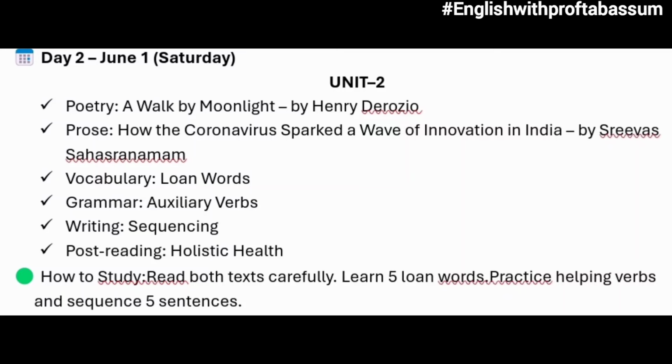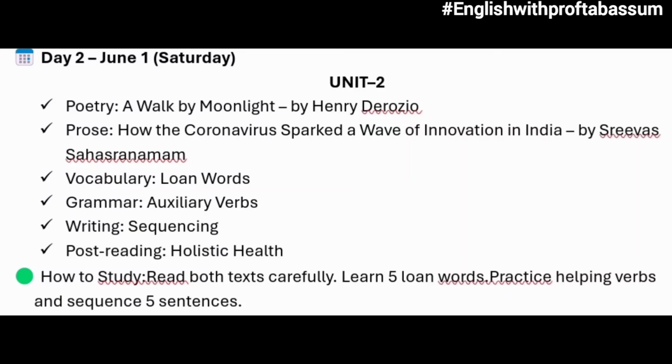Second prose lesson is How the Coronavirus Sparked a Wave of Innovation in India by Srivas Sahasranamam. This lesson is about the COVID-19 pandemic. We all are aware of it. How the virus killed millions of people not only in India but across the world. But in this lesson, they specifically speak about the various new technologies invented by engineers. The Jugaad system means quick and cheap ways to solve problems, which was invented by Indians, and how everyone from all the states united to get rid of the virus.